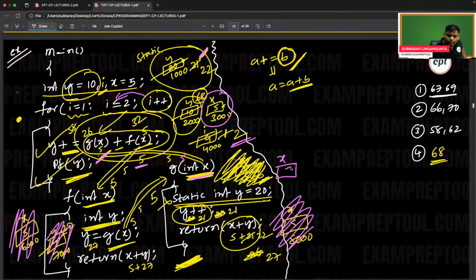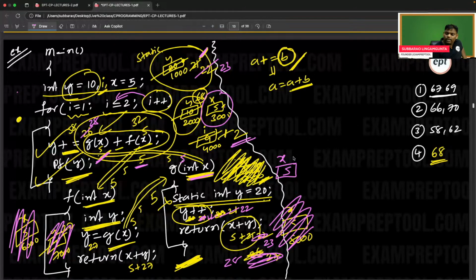It's a 5. Now y value: static int y, memory will not be created. y plus plus, previously 22. 22 plus plus is 22. After that line, it became 23. Next, return x plus y, 5 plus 23. It became 28. The 28 will go back to here.